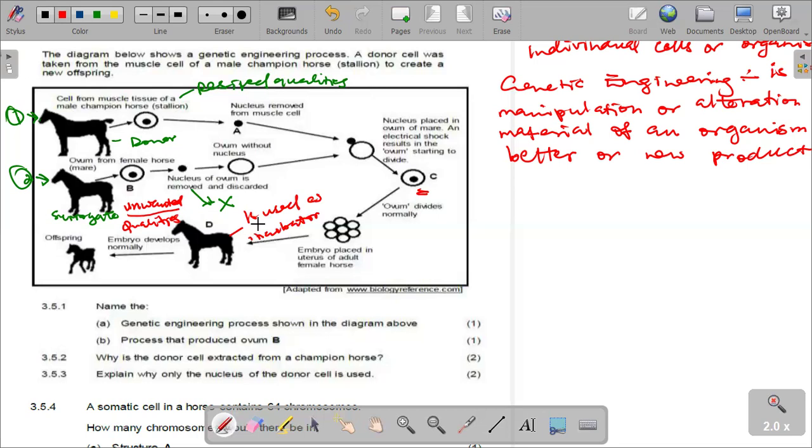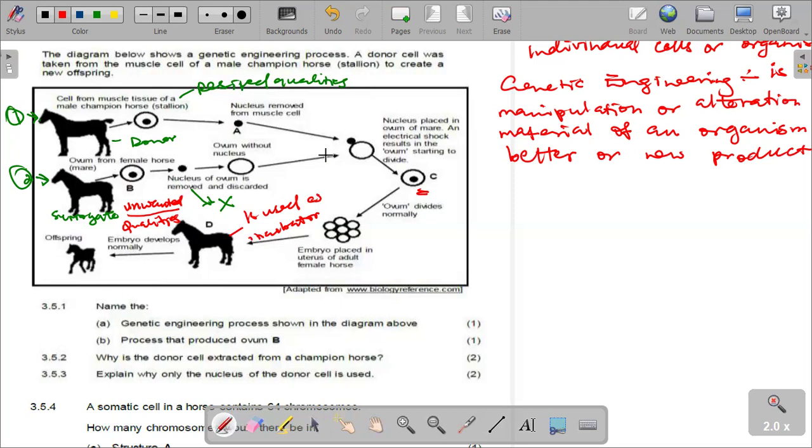It has nothing to do with the characteristics. The embryo that is to be cloned, that is to be produced, has got all the qualities of the what? Of the donor, or of the champion horse that we have named as one there. So the embryo develops normally, and then we have got an offspring.